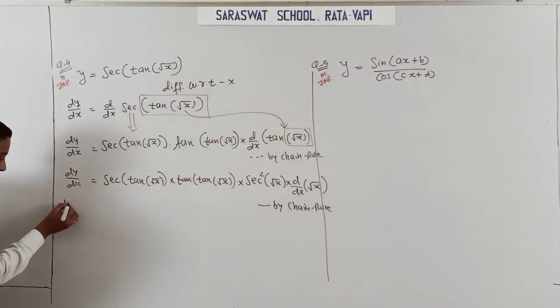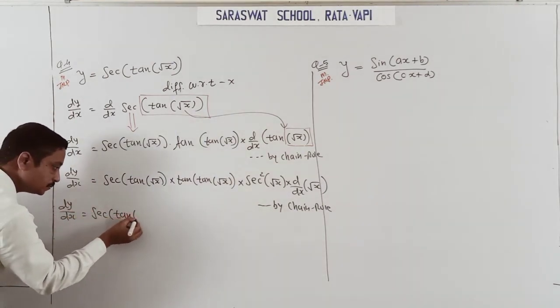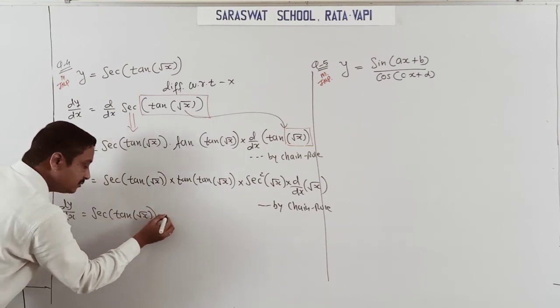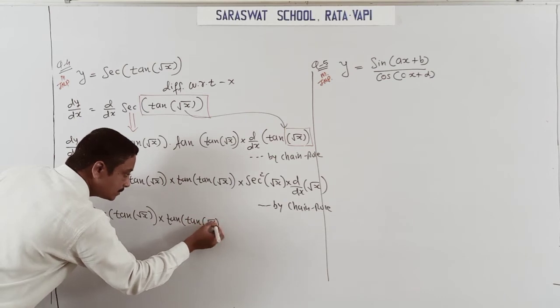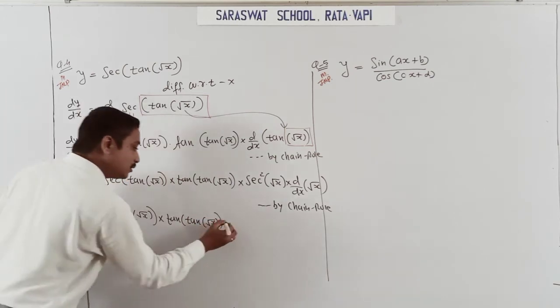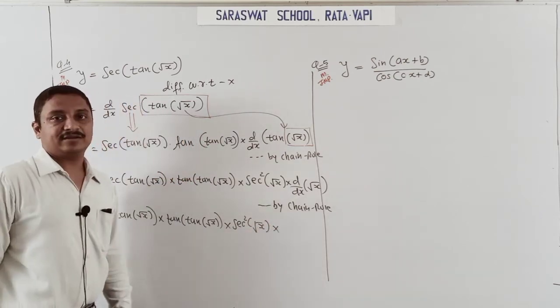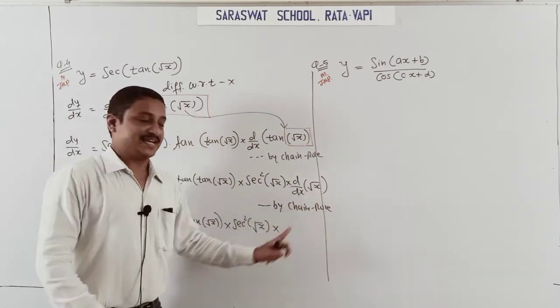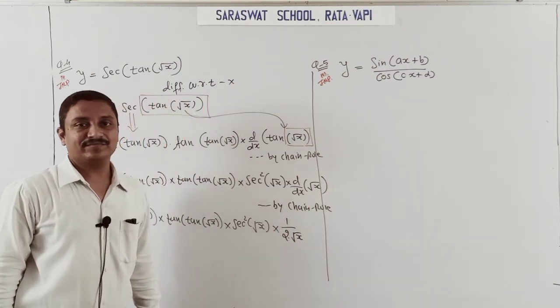So dy by dx, the same is right. Similarly, that also is the same, right. Into that, also the same: sec square of root x and the root x derivative. Yes, it is 1 by 2 root x.